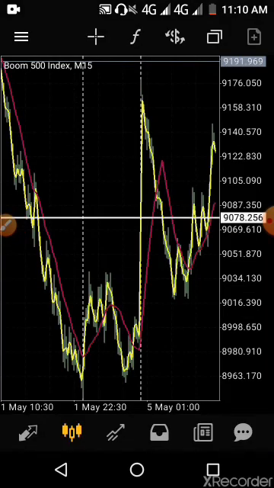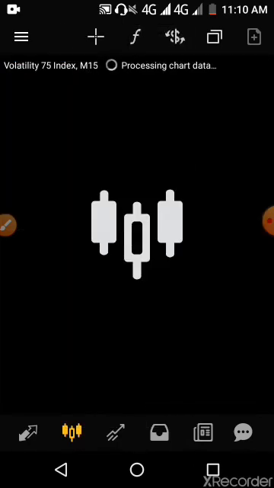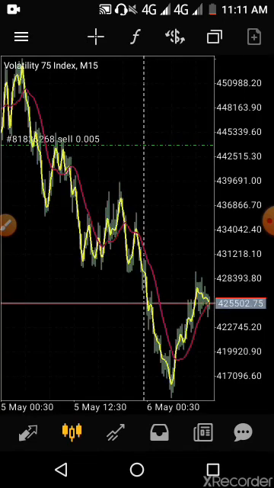All right, so maybe let's go to volatility index 75. Volatility 75 index. I hope this opens fast so that we can check it out on that one also. Waiting for it to load. All right, it has loaded.